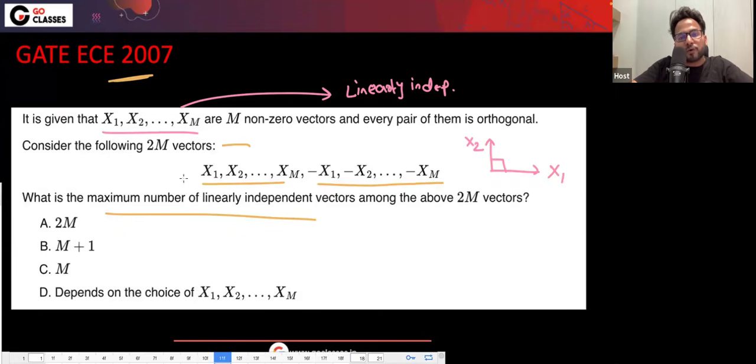So basically, can you include any more vectors? Obviously no, because the moment you include minus x1, it is directly dependent on x1. But you want all the vectors to be linearly independent vectors. So that's why, what is the answer? C is the correct answer here, right? C is the correct answer.